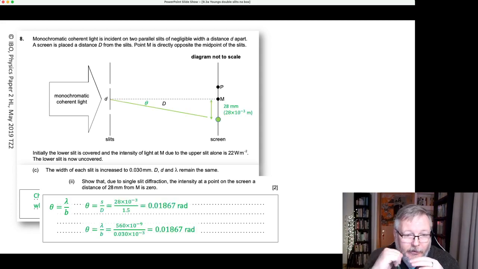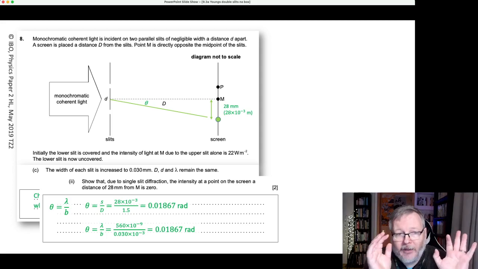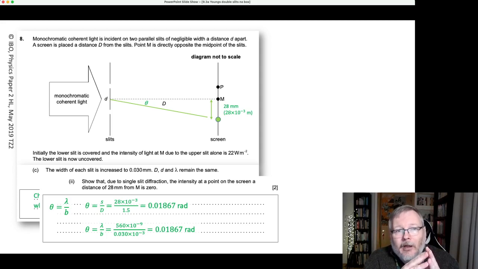The equation you have to worry about is theta equals lambda over b, where theta is the angle, lambda is the wavelength of light, and b is the width of the slit. Looking at the diagram, we can draw theta. It's not to scale, but we can kind of indicate what theta would be there. And we're given the information to calculate this angle geometrically, using trigonometry.